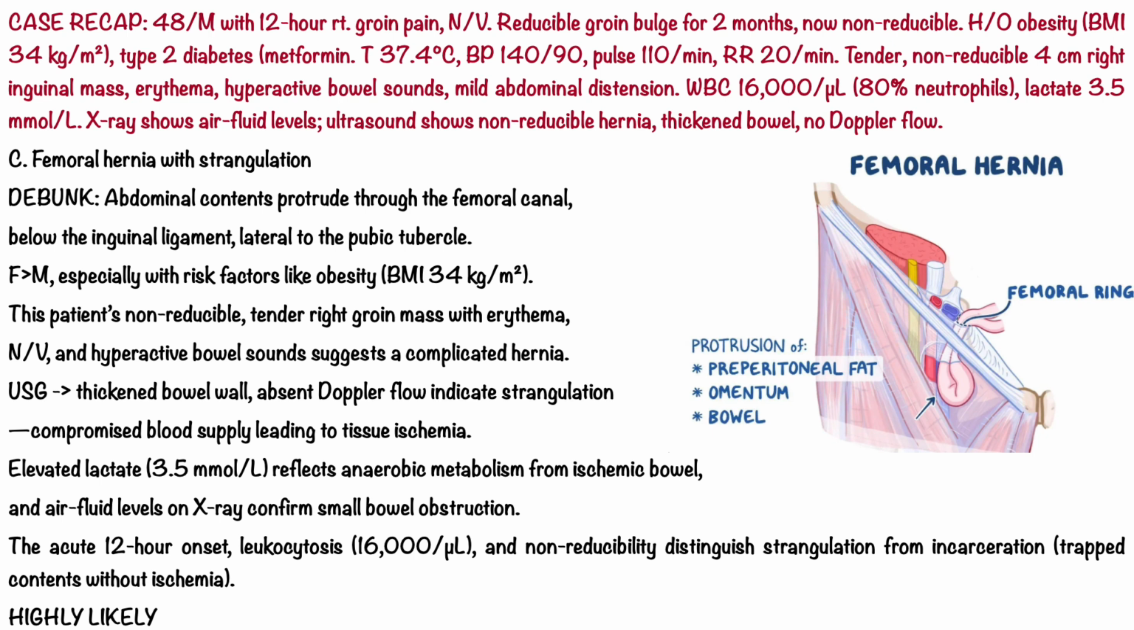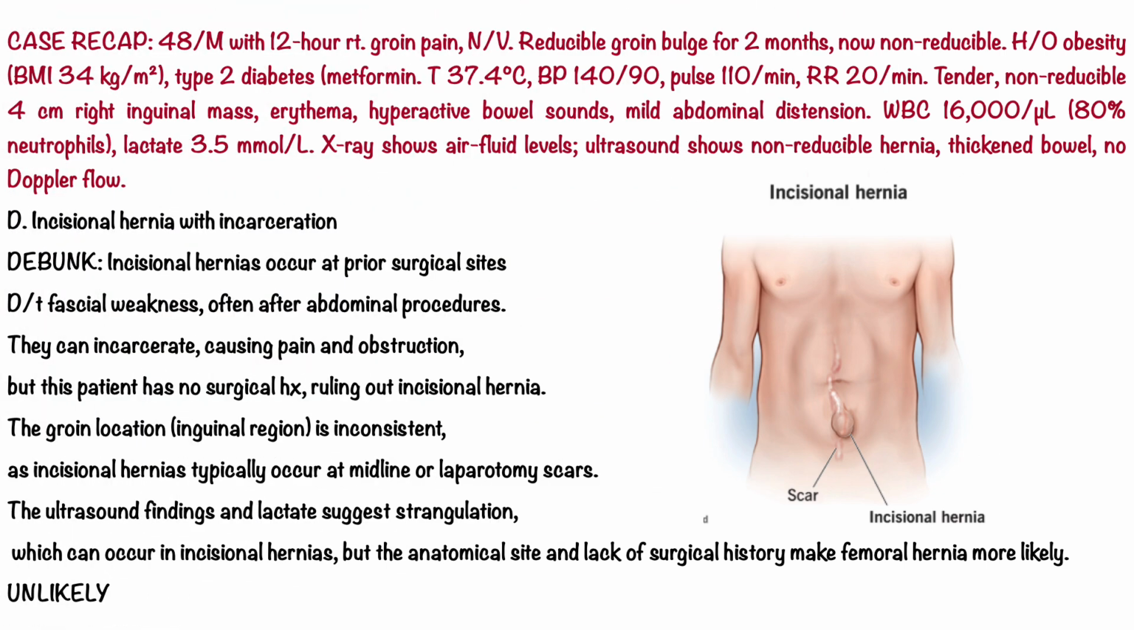Let's see other options. The fourth option we have is incisional hernia with incarceration. So incisional hernia actually occurs at prior surgical sites due to fascial weakness, often after abdominal procedures, but there is no history of any abdominal surgery in this case. So basically it might not be the answer, and they can incarcerate, causing pain and obstruction, but this patient has no surgical history, as I said earlier, ruling out incisional hernia.